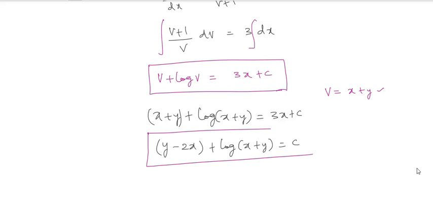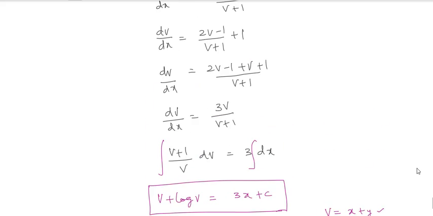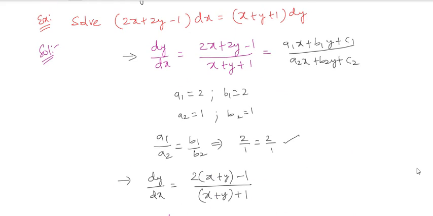So when this case will be existing, case 1 will be: if a1 by a2 is equivalent to b1 by b2, then there exists the substitution method, this one. Clear? Understanding what I'm saying here? Sometimes a1 by a2 is not equivalent to b1 by b2. At that time, what do you have to do? Check it out again.